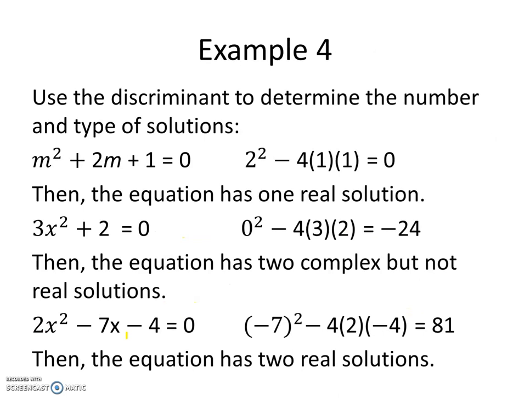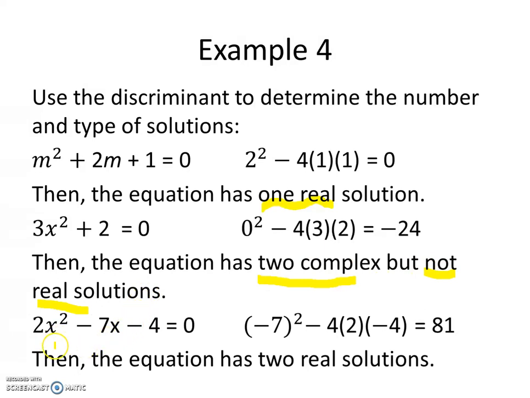Looking then at example 4, it asks us to use that discriminant to determine the number and types of solutions. We have m squared plus 2m plus 1, and we are looking at the discriminant. 2 squared minus 4 times 1 equals 0. Then the equation has 1 real solution. If we look at the equation 3x squared plus 2 equals 0, then 0 squared minus 4 times 3 times 2 gives us negative 24. Then the equation has 2 complex, but not any real solutions.